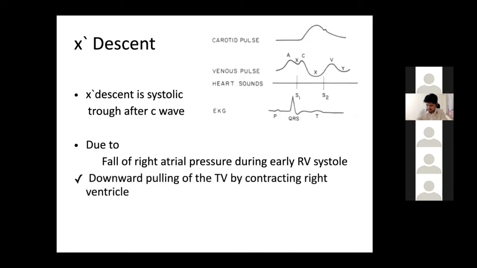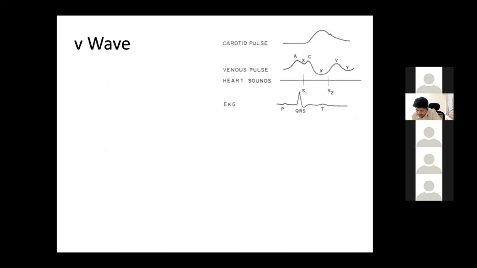Now it is also due to the downward pulling of the tricuspid valve by the contracting RV. So the RA floor comes down, the descent of the RA floor. So this point you should just remember, may be important theoretically, not much practically, but you should just remember.